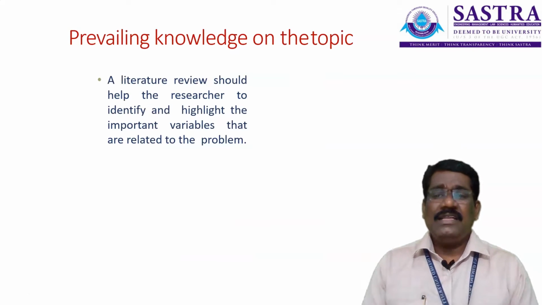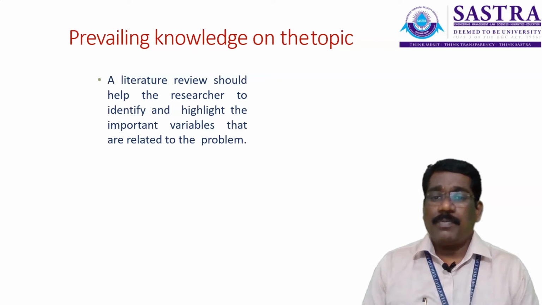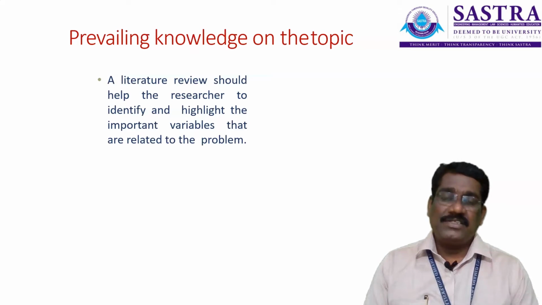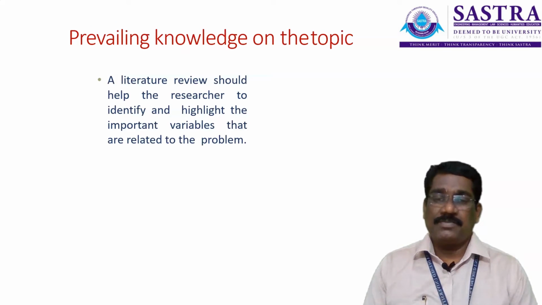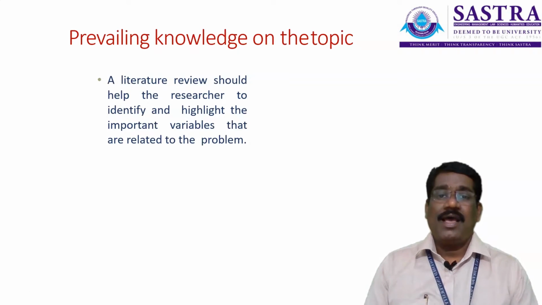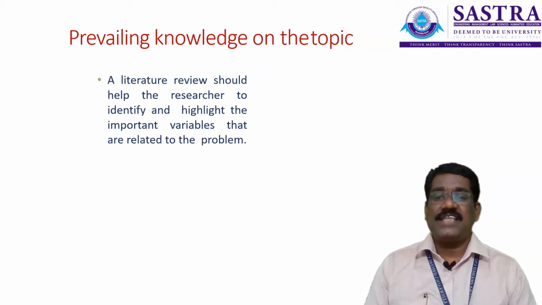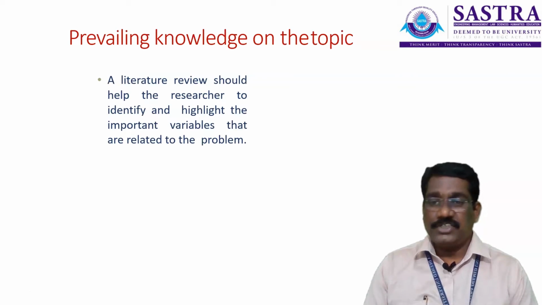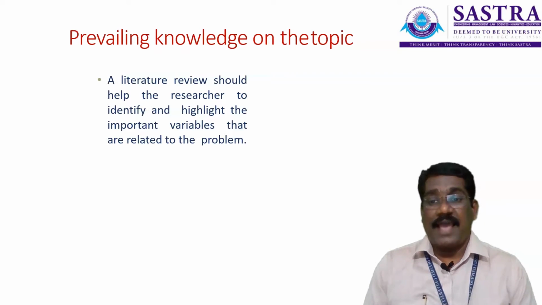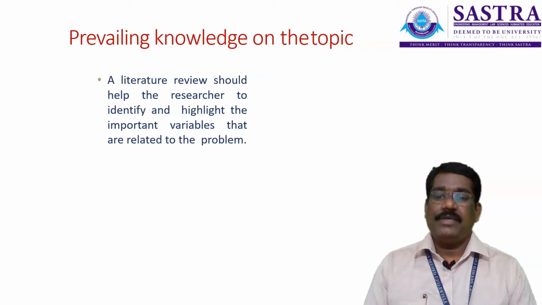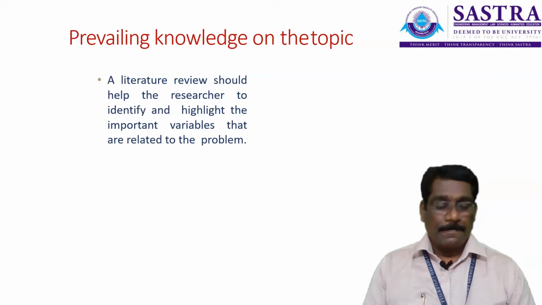So in the context of prevailing knowledge on the topic, as a researcher, in order to substantiate the problem area, he has to go for a literature review process. That itself says that you are reviewing the past literature pertaining to this research, so that it helps the researcher to identify and highlight the important variables that are related to the problem.